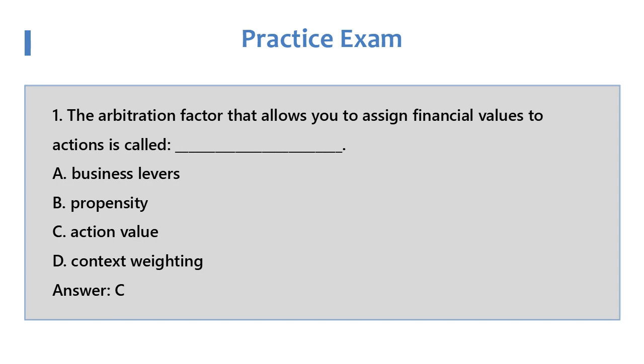1. The arbitration factor that allows you to assign financial values to actions is called blank. A. Business levers. B. Propensity. C. Action value. D. Context weighting. Answer: C.